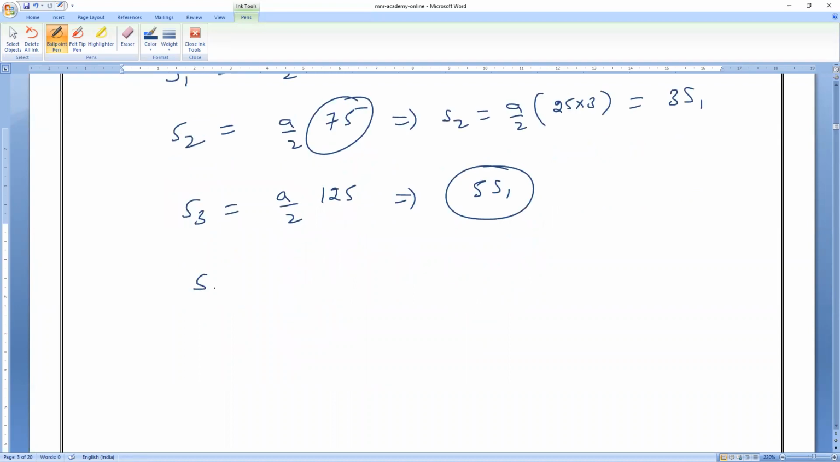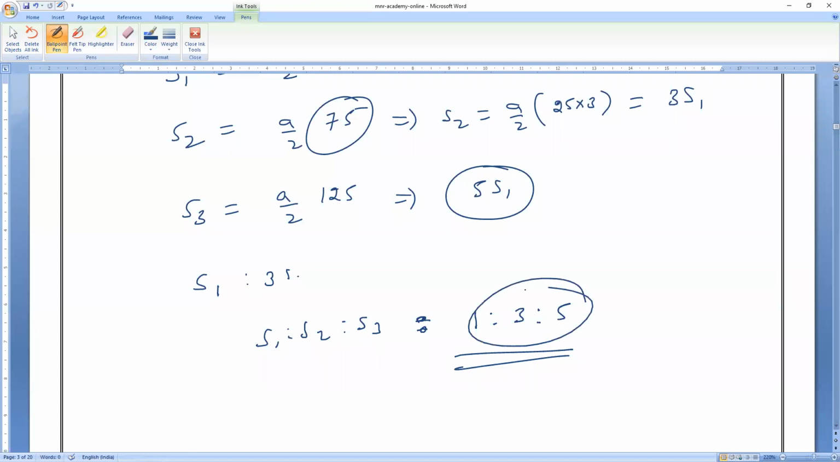So S1 is 1, S2 is 3, S3 is 5. Otherwise, you can write S1 is to S2 is to S3, which we already got. It is 1 is to 3 is to 5. That's all it is.